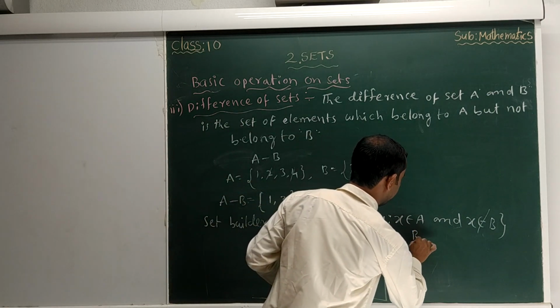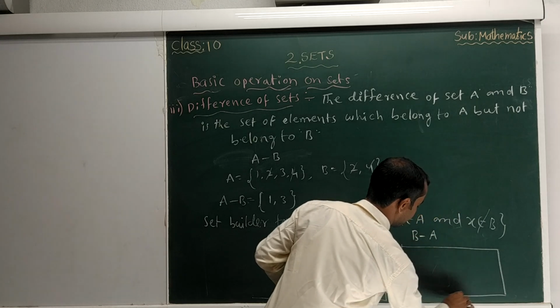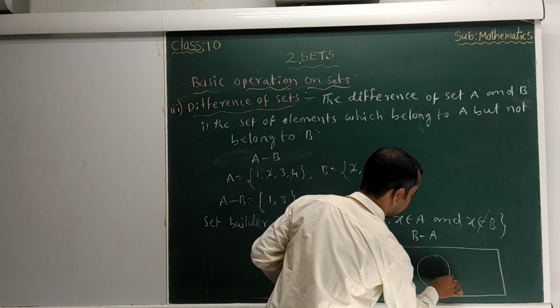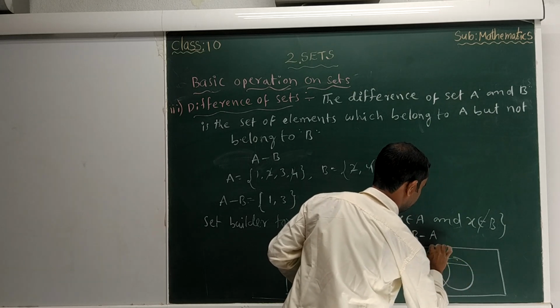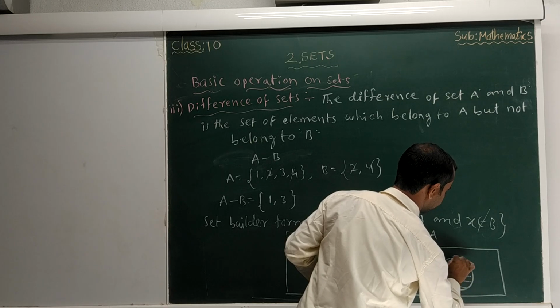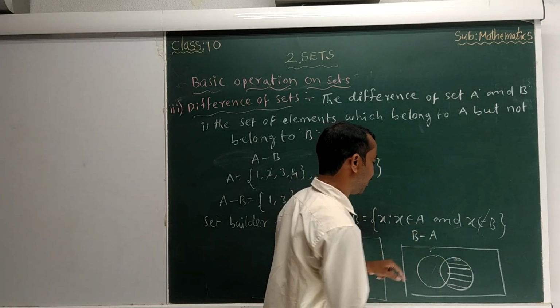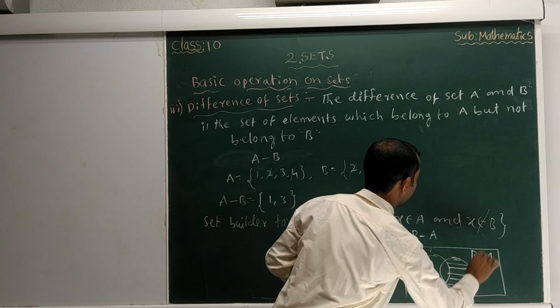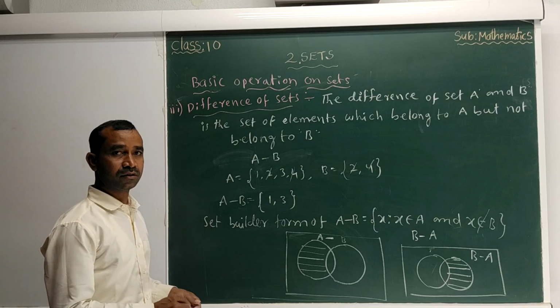And B minus A. Here are set A and set B. So B minus A we can write as only the shaded region. Okay, this is the difference of the two sets.